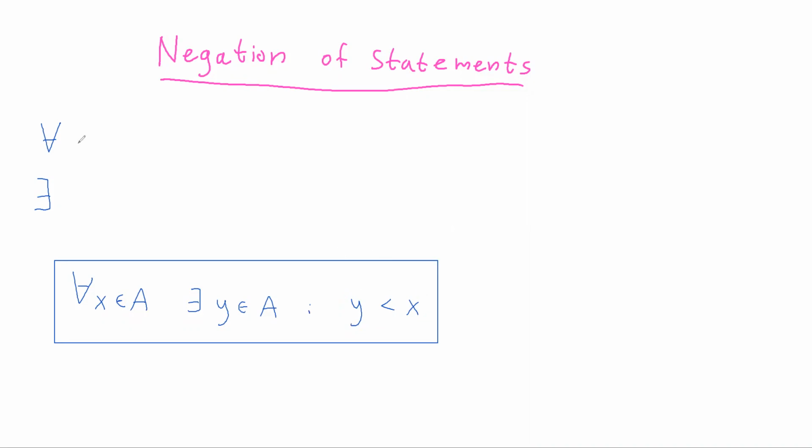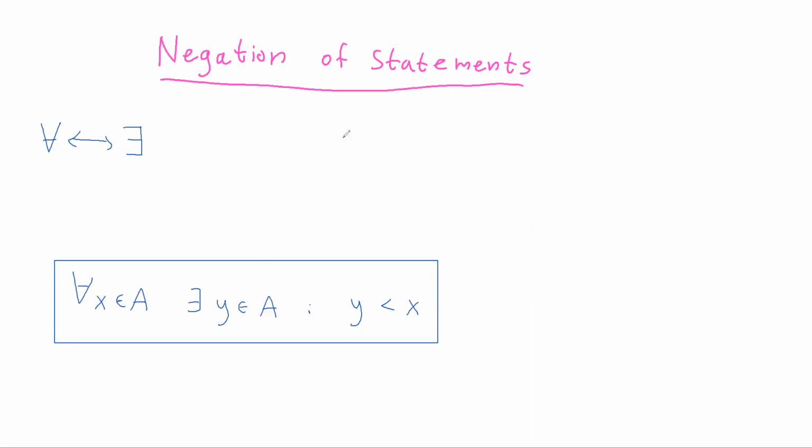So in order to negate the statement, every time the sign for all appears, we need to change it to there exists. And every time the sign there exists appears, we need to change it to the sign for all.